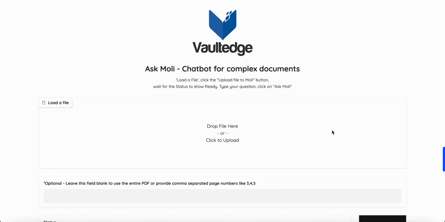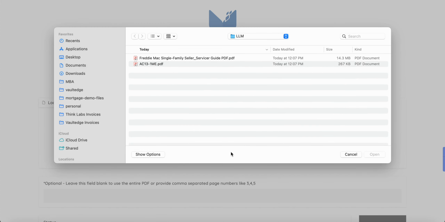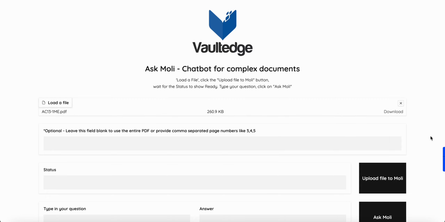Now let's take a scenario where somebody is applying for a policy, and the agent wants to ask or figure out whether certain things are possible or not under that policy. So here I'm going to upload a particular policy to Vaultedge LLM solution. I'm taking this particular document and uploading it here. While our LLM model is taking the file in, you can see that it took a couple of seconds to process this file, and let us look at that file.